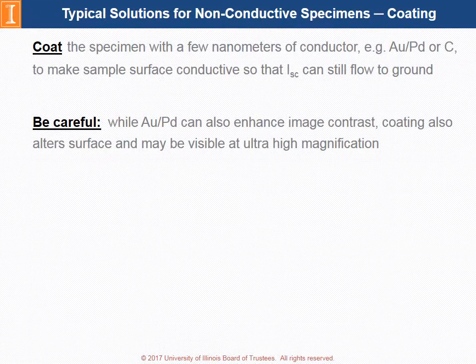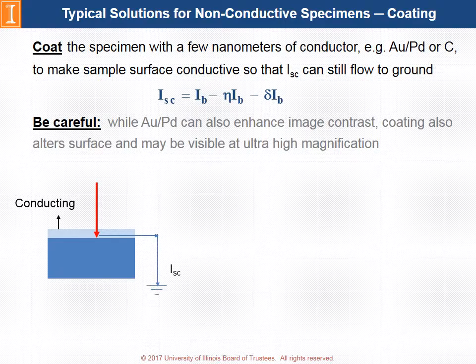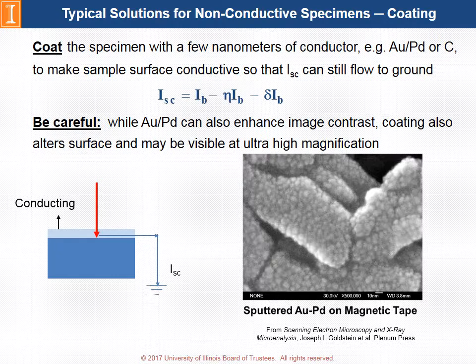The typical solutions for non-conductive samples. The traditional method is to coat the sample surface with a few nanometers of conducting material such as gold palladium or carbon, so that the specimen current ISC can still flow to ground through this conducting layer. But be careful, coating the surface with conductive material might modify the morphology. We can see from this image, gold palladium coating has introduced a thin layer of particles, which is visible at this ultra-high magnification image.